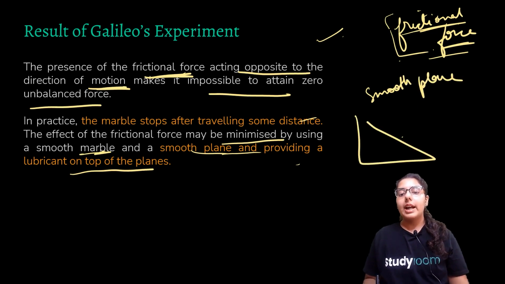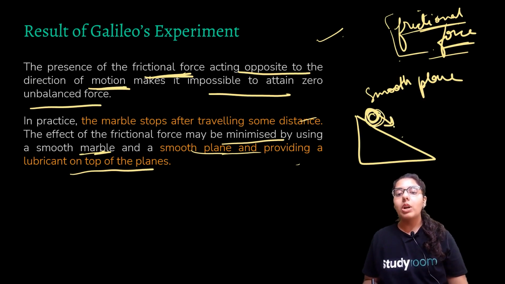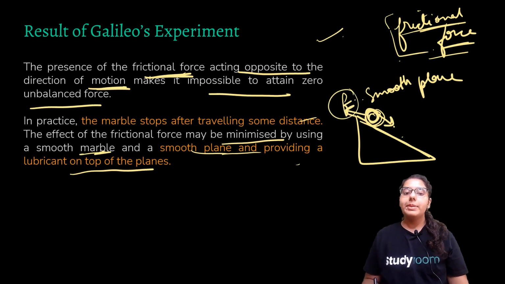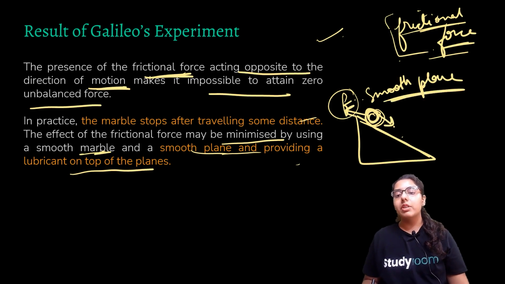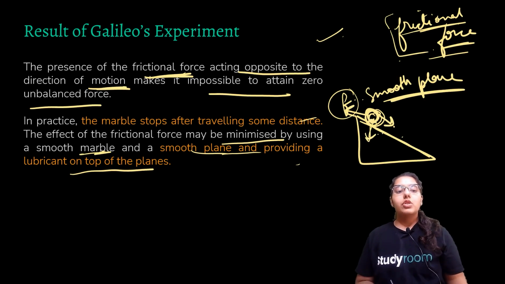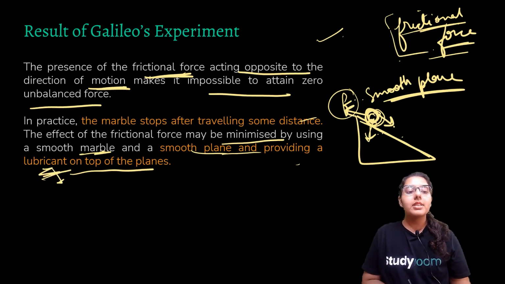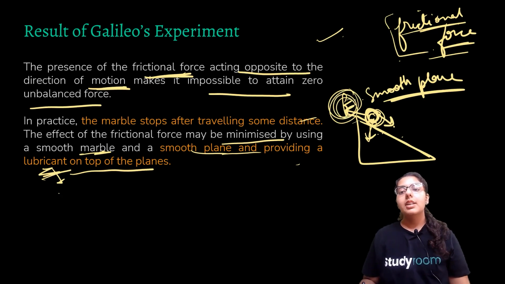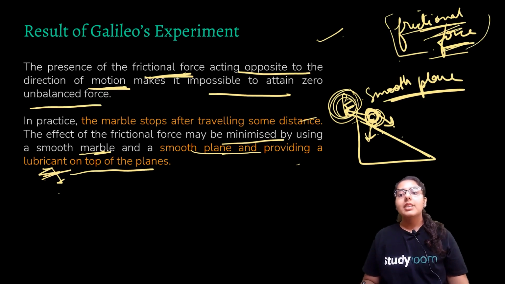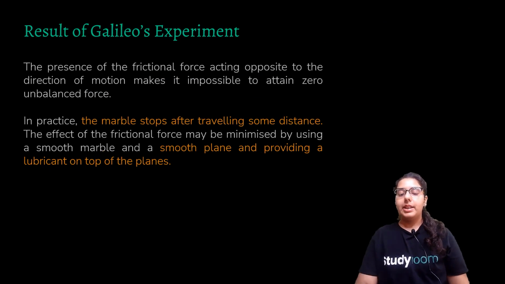Right, for example, in your inclined plane also, when your marble was rolling down, along with gravity, there was also frictional force because your ball was in contact with this surface, right? Frictional force was acting in the opposite direction, okay? So to avoid friction, what do you have to do? You have to use smooth surfaces, because on smooth surfaces the contact will be minimized, right? If you use a lubricant on top of the planes, it makes the surface smooth, and friction can be minimized. And thus if your frictional force gets minimized, then your unbalanced forces get minimized.